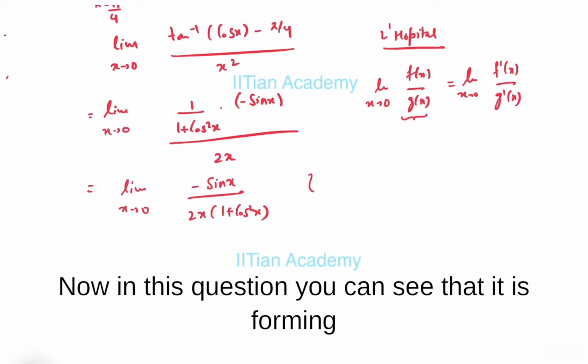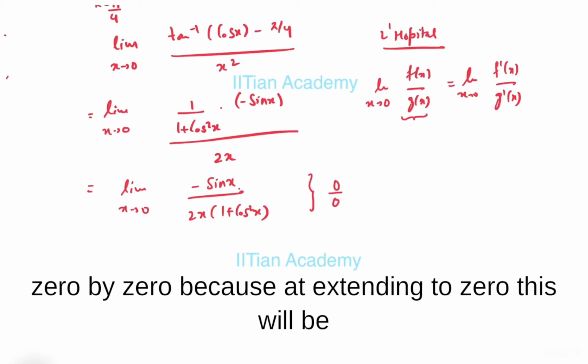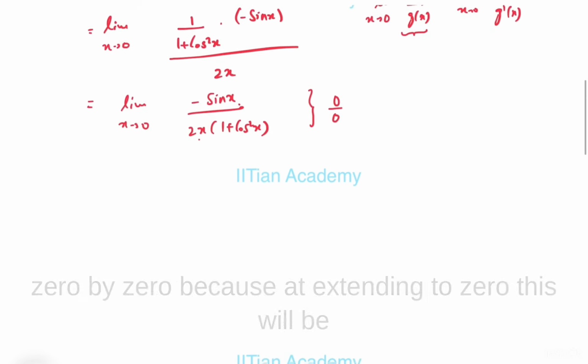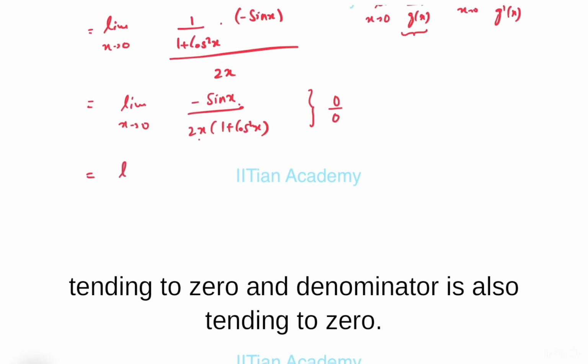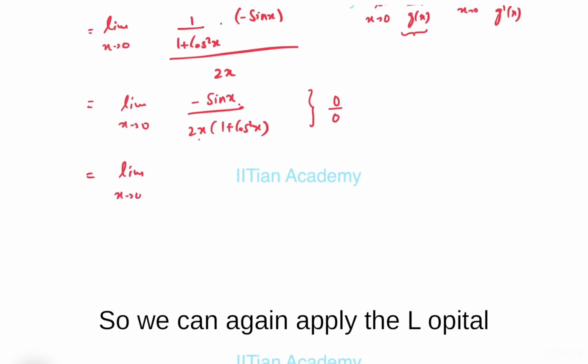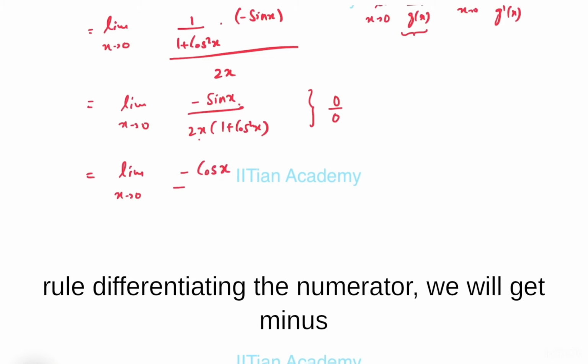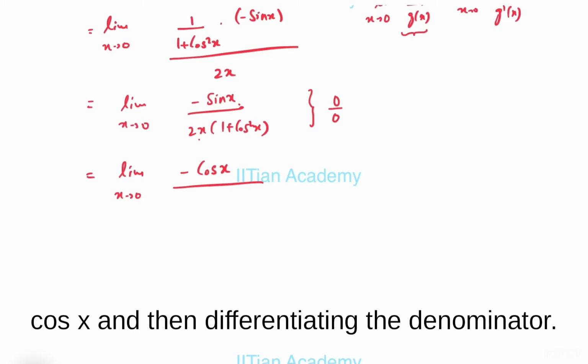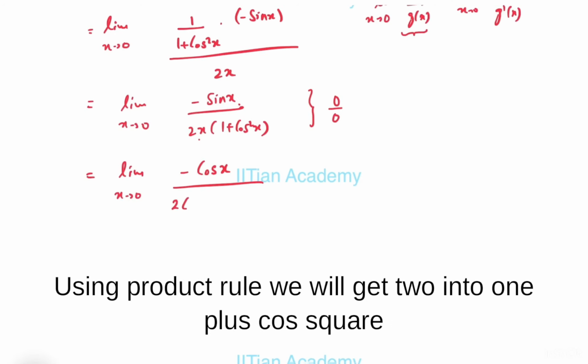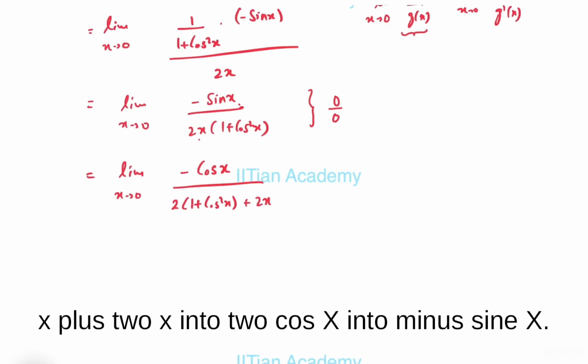Now in this question you can see that it is forming 0 by 0 because at x tending to 0 the numerator will be tending to 0 and the denominator is also tending to 0. So we can again apply the L'Hopital rule. Differentiating the numerator we will get minus cos x, and then differentiating the denominator using product rule we will get 2 into 1 plus cos square x plus 2x into 2 cos x into minus sin x.